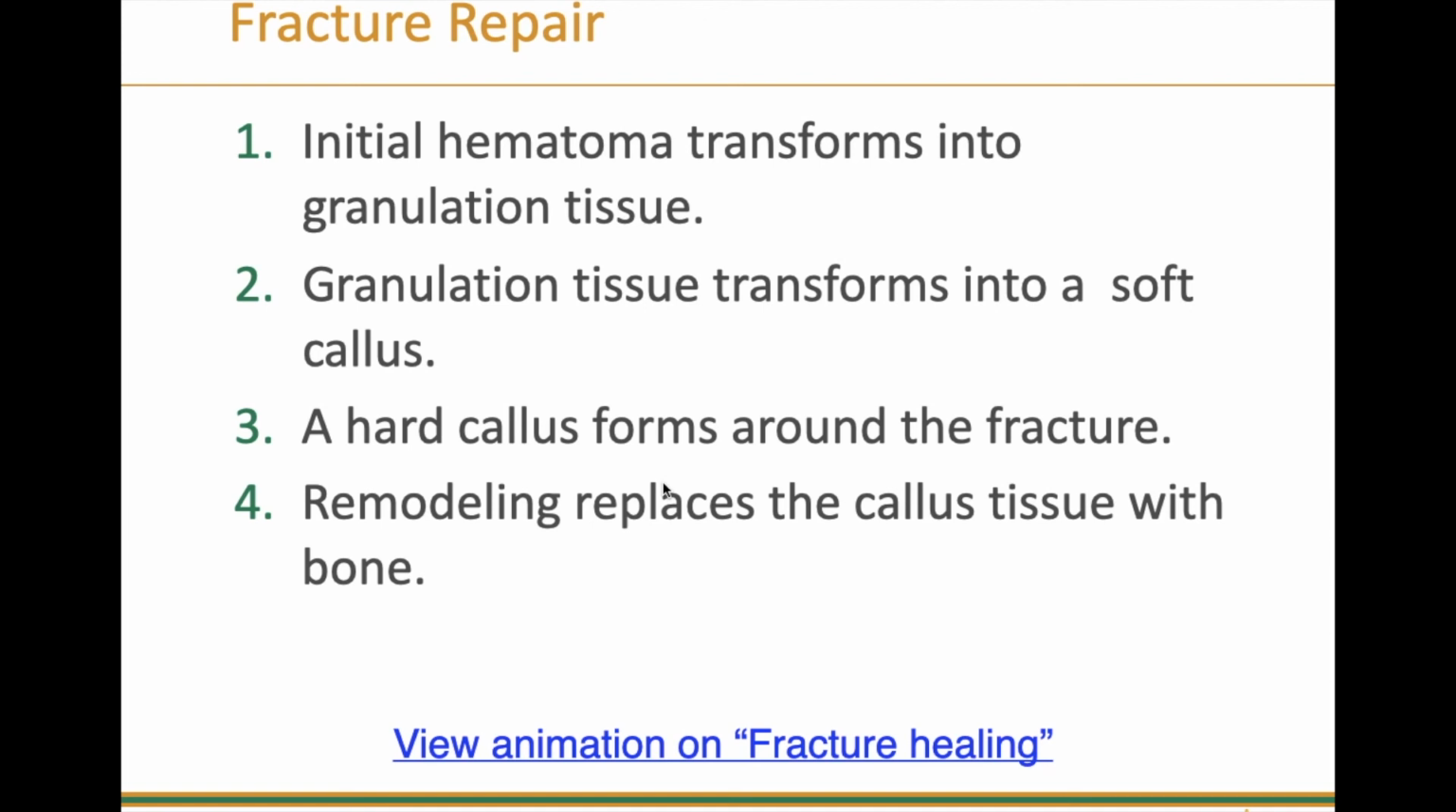Okay, so here's the steps of fracture repair. First, there's a lot of bleeding and a hematoma. Basically, a big blood clot forms and it's transformed into granulation tissue. That granulation tissue then transforms into what's called a soft callus with more fibers. And then a hard callus forms around the fracture. And then bone remodeling will replace the callus tissue with bone, and after a while, you can't even tell it was broken.